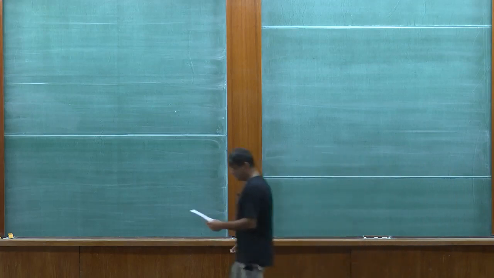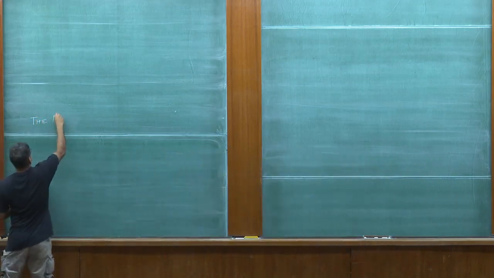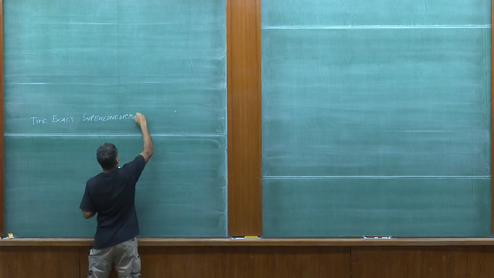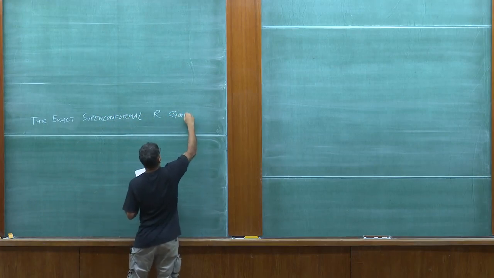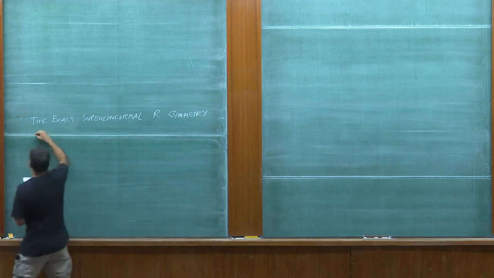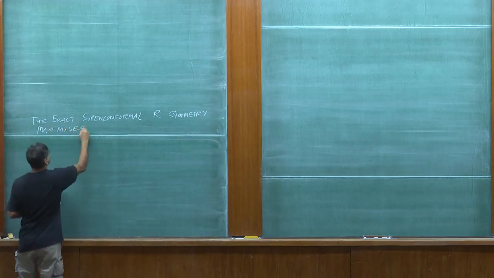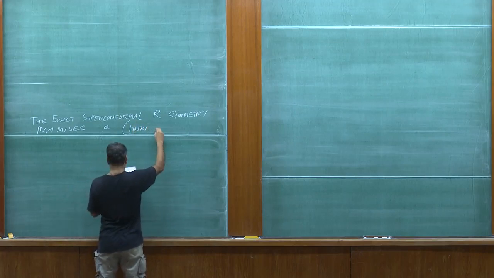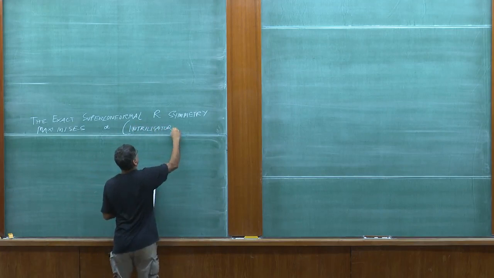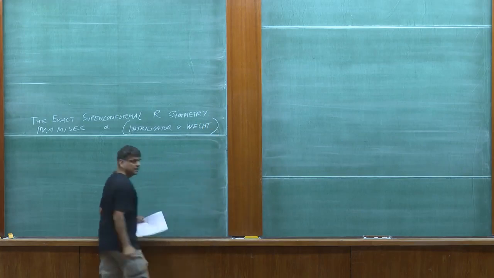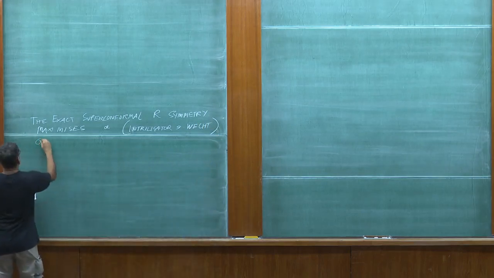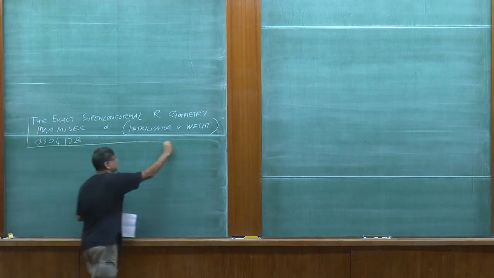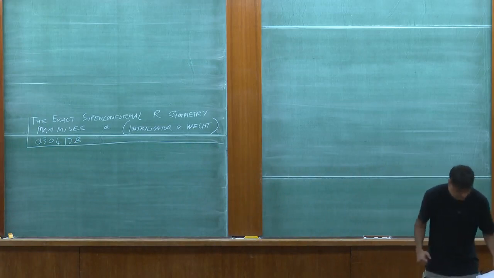So today's lecture is based on this paper by Intriligator and Wecht. Okay, the arXiv number is 0304128.